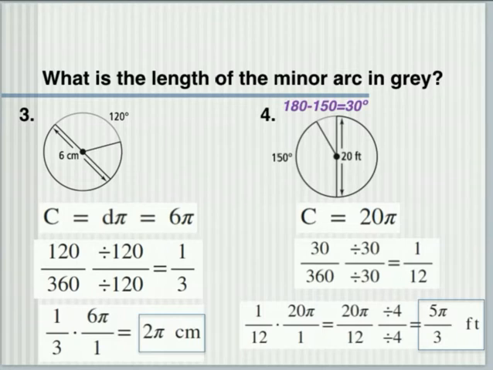A quick note with all the circle problems today, you always want to leave any fractions that don't simplify as fractions. Don't write them as decimals. With circles, you always leave them as fractions, and you'll really see why later. So leave it as 5 pi over 3. Don't write it as a decimal.